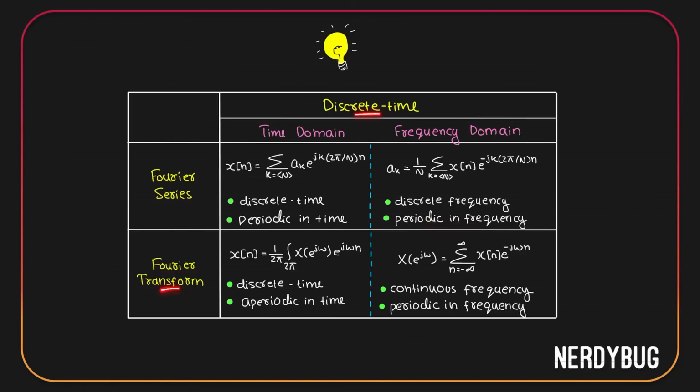For a discrete time Fourier transform, in the time domain we have the synthesis equation 1 by 2 pi integral over an interval of 2 pi X of e raised to j omega e raised to j omega n. X of n here is a discrete time signal and x of n is also aperiodic because Fourier transform generally is taken for aperiodic signals. In the frequency domain, we have the analysis equation X of e raised to j omega is summation from n equals minus infinity to infinity x of n e raised to minus j omega n. X of e raised to j omega is a continuous frequency signal and it is periodic in frequency.